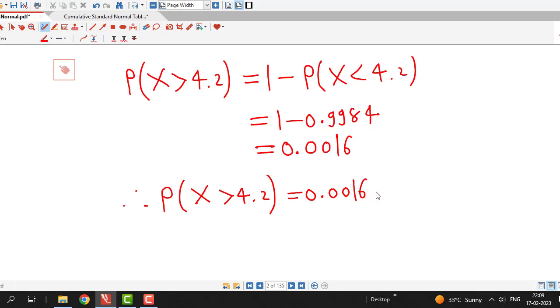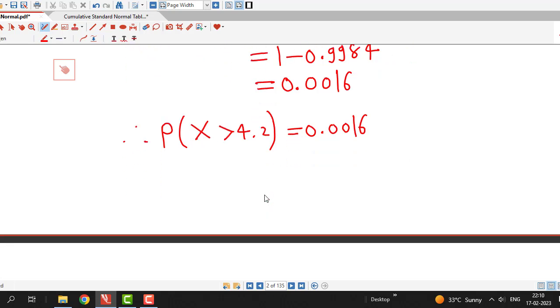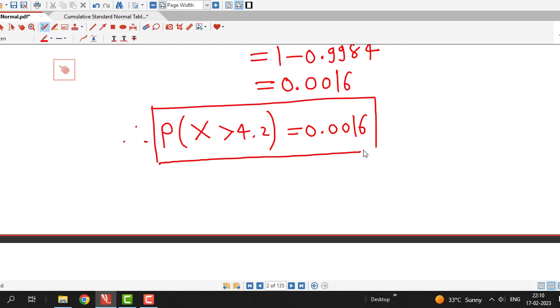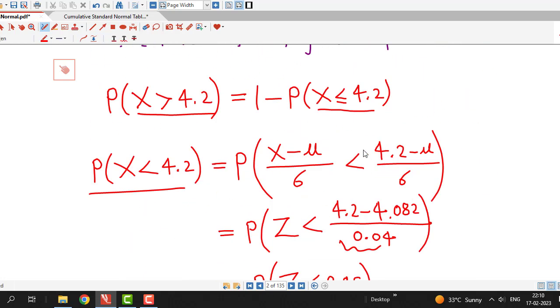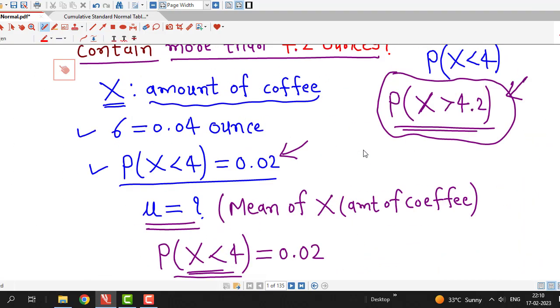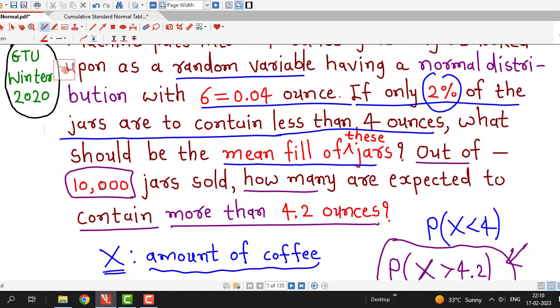So we can say that the probability that the amount of coffee is more than 4.2 ounces is equal to 0.0016. Now we are interested in the number of jars which are having more than 4.2 ounce coffee. So that we can find out by multiplying this probability by the total number of jars. The total number of jars they have sold is 10,000. So out of these 10,000 jars sold, how many are expected to contain more than 4.2 ounces?